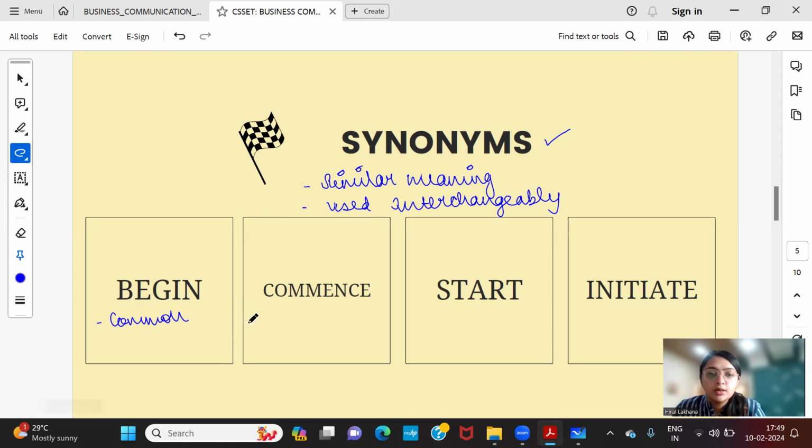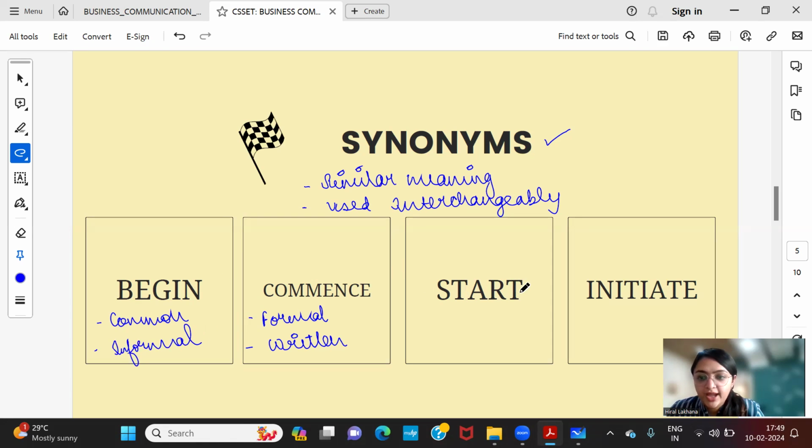However, when we come to commence, commence is something that is used more in a formal setting as well as in written communication. So if we say the court proceedings have commenced at 10 a.m., or if we say the act has commenced as on. All of this, if you can see, is used in more formal or written communication, whereas begin was used in more informal communication.